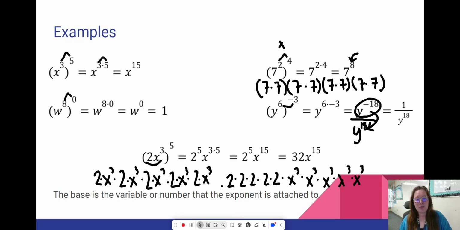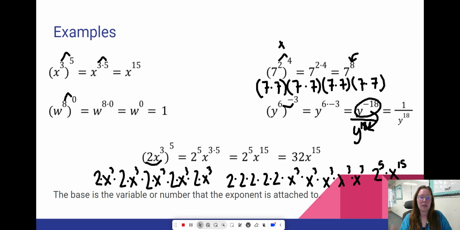And now we can simplify them. Well, how many 2's are there? 1, 2, 3, 4, 5. So 2 to the 5th power times. Now how many x's? Well, we have learned that if things are being multiplied, you can add the exponents. 3, 6, 9, 12, 15. So there's a total of 15 x's.